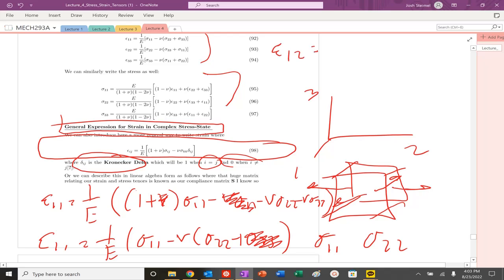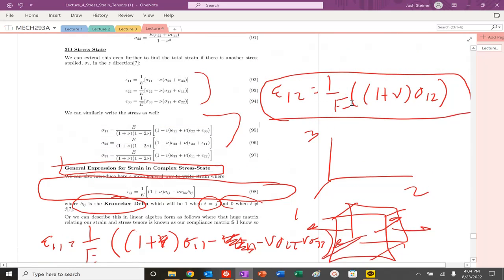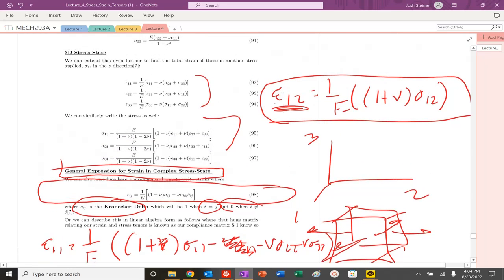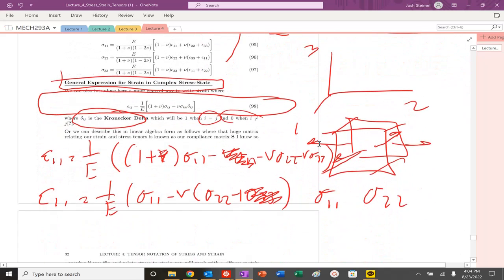What about epsilon 12? Well, in epsilon 12, 1 over E times 1 plus nu times sigma 12, because I still have to write that out. And what about the other term? i and j are now no longer equal. Hence, I'm just left with this. And this is a very important revelation. I cannot have a shear strain without the corresponding shear stress. So a normal stress can't induce a shear strain. But you can see here that I can have a strain in the 1-1 direction that is created, even if this was 0 and this was 0, there'd still be a sigma 33.